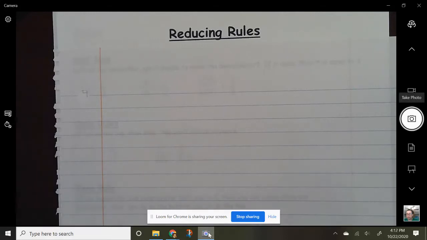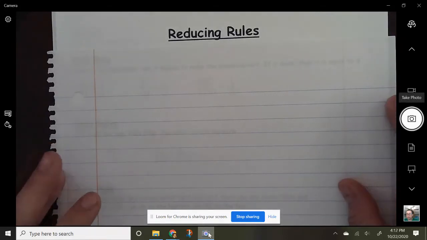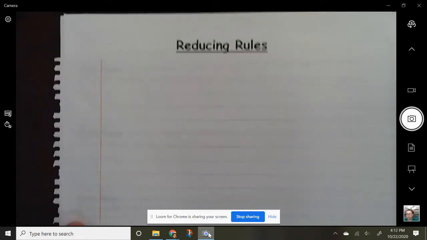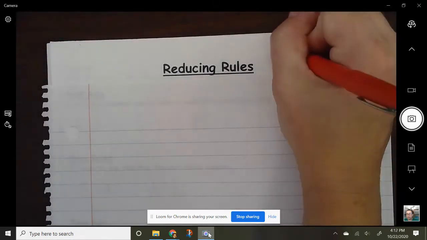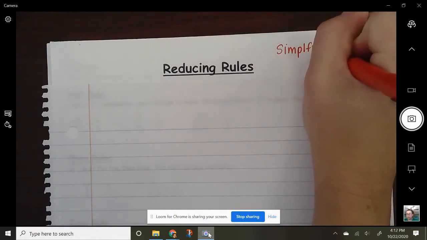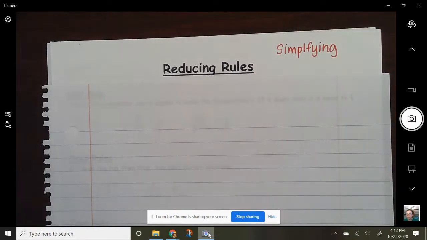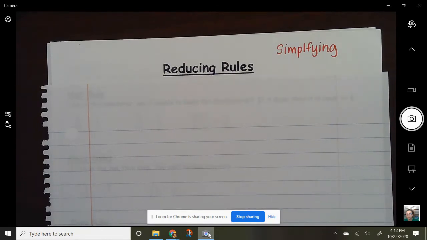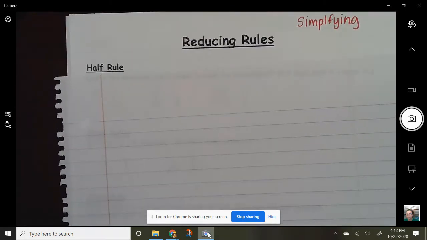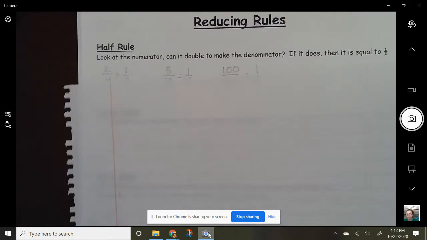Okay, this video is on reducing fractions. I do want to point out that we also use the term simplifying fractions as well. So I'm going to teach you a few different rules today that should help you get those fractions in lowest terms.